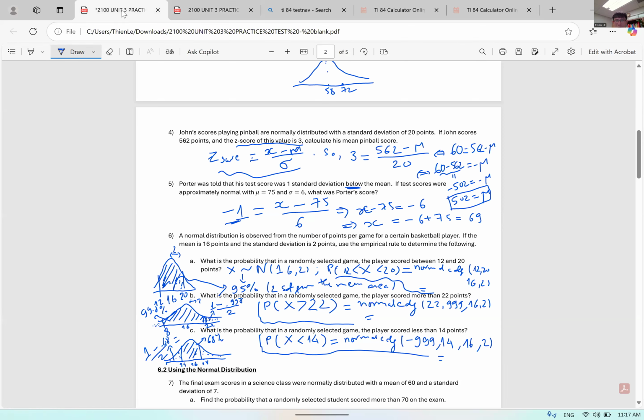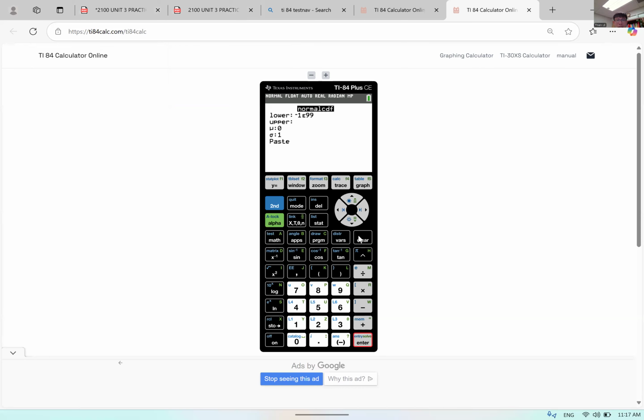Part C, normal CDF: negative 999, 14, 16, 2, right? Negative 999. They already give us a very small number already, but I just make it here for consistency. Remember again, you need to use the negative sign, not the minus sign. This one is a minus, and this one is a negative. Okay, upper will be 14, mean 16, standard deviation 2. Okay, let's see how much here.